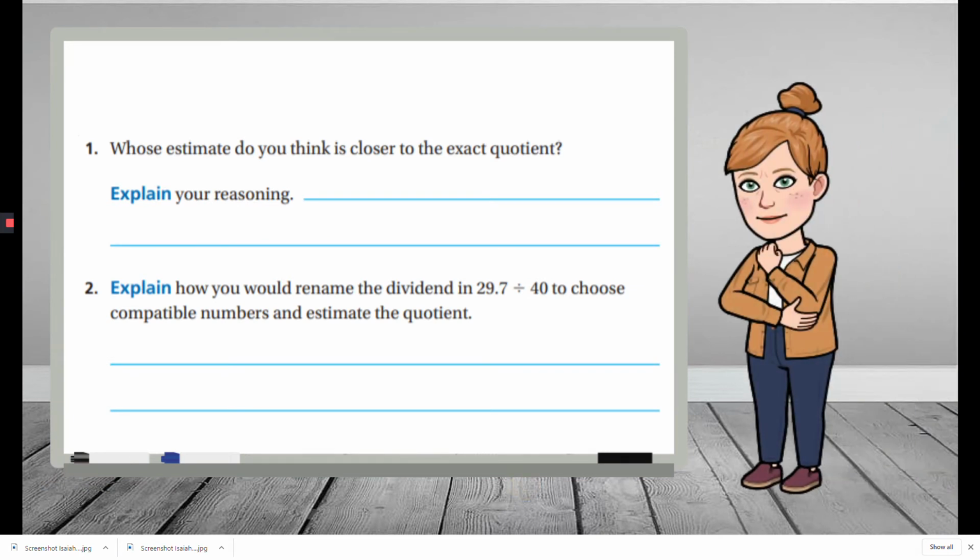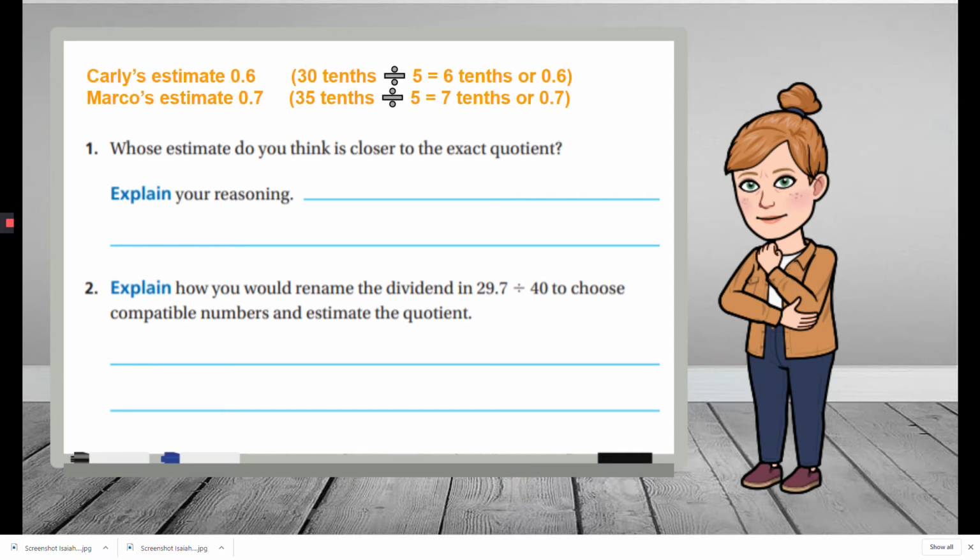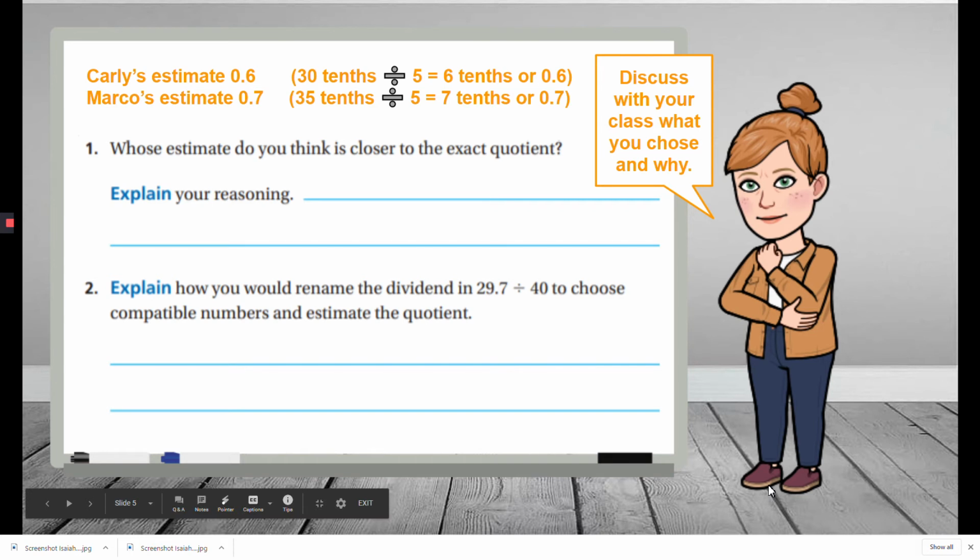So whose estimate do you think is closer to the exact quotient? Explain your reasoning and why. Okay, Carly's estimate is 6/10 and Marco's estimate is 7/10. Explain your reasoning, talk amongst your class to decide who is closer. And also explain how you would rename the dividend 29 7/10 divided by 40 to choose compatible numbers to estimate that quotient. So you'll discuss with your class and with your teacher. So you may need to pause the video just in case.